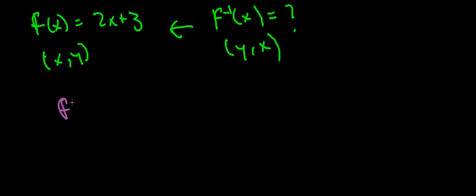So f inverse is going to be equal to, well, it's easier to write it in terms of y when we're going to be solving it. So this equation is, let's write it up here. This equation is y is equal to 2x plus 3. And this is when we're doing a relation x to y. So the inverse of that is going to be y to x.